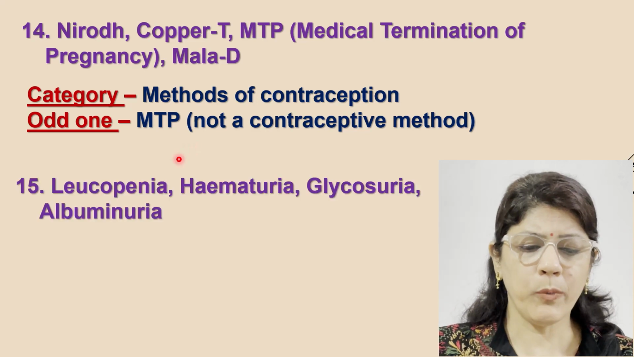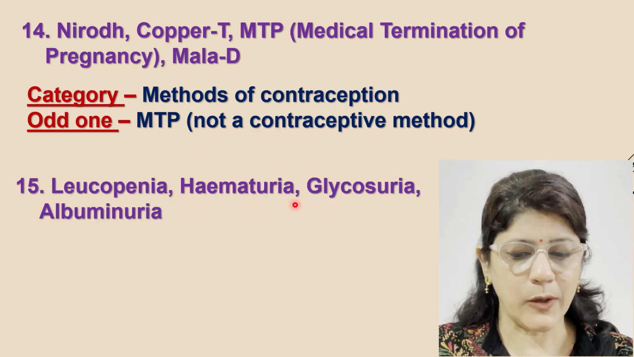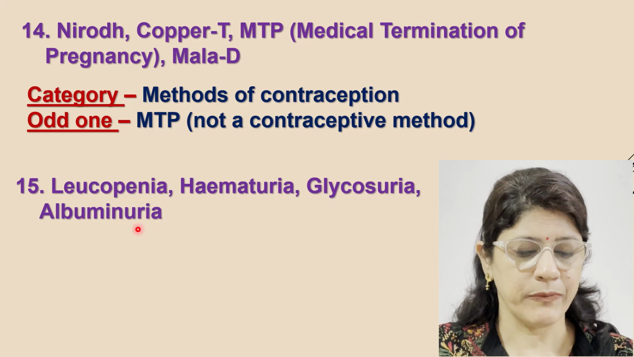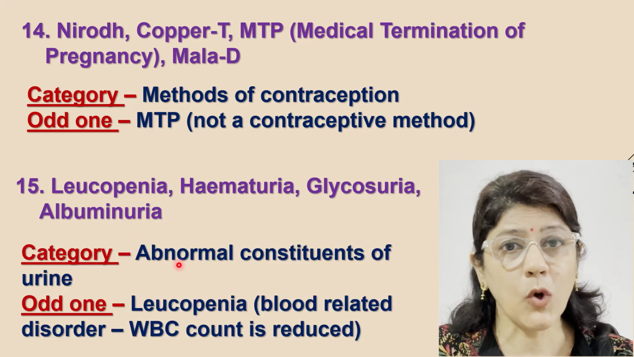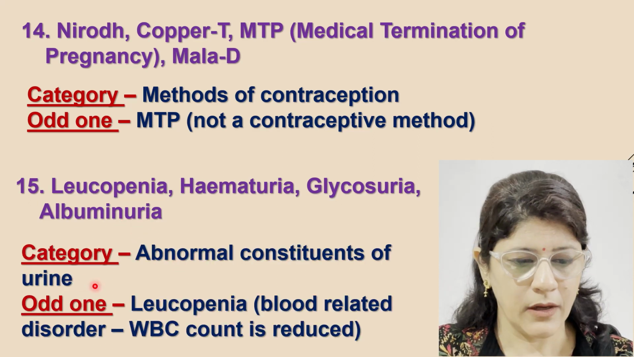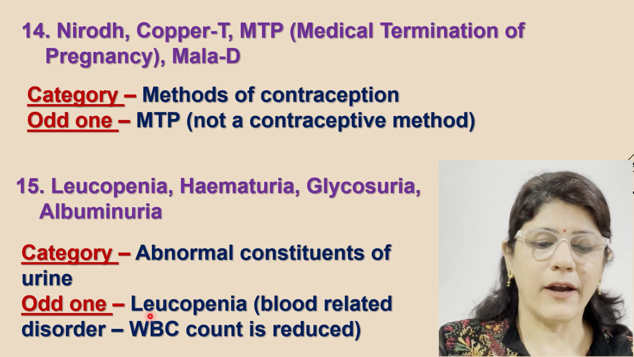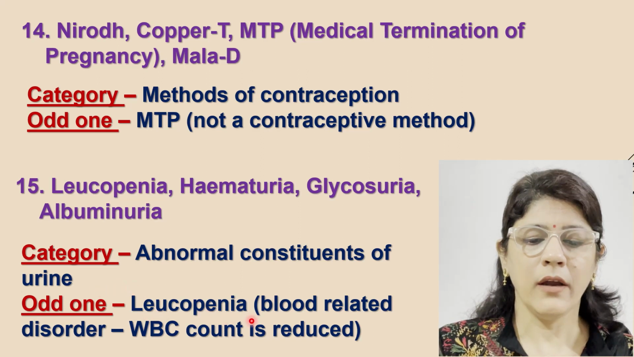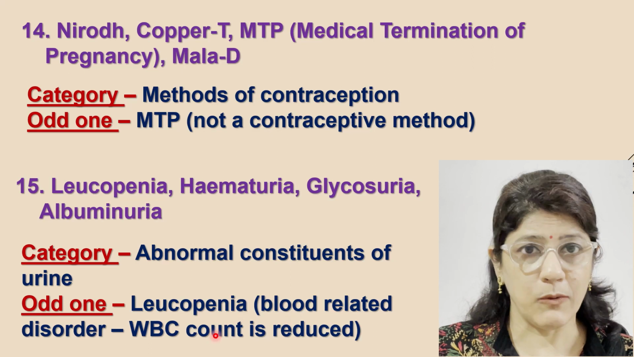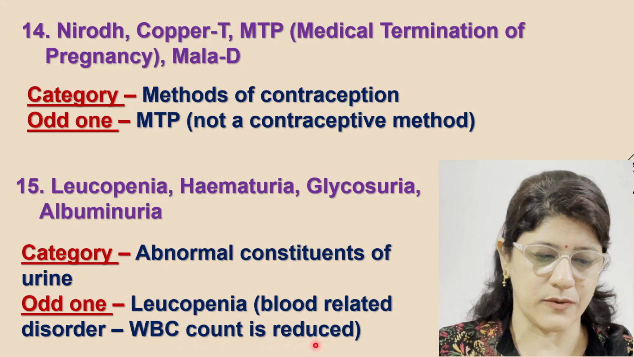Next is leukopenia, hematuria, glycosuria, albuminuria. So category is abnormal constituents in urine, means urine disorders. And odd one is leukopenia. It means blood disorder because WBC count get reduced.